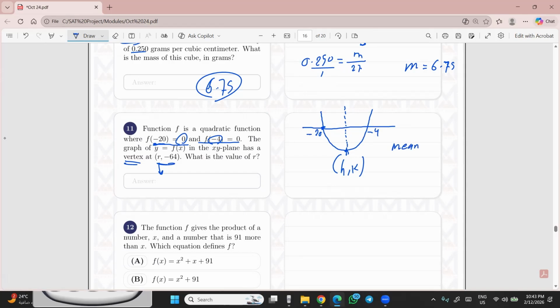The mean is equal to the total over the number. So the mean or h here is equal to, you add these two values and divide them by 2 to get the number that comes exactly in the middle on the x-axis, because h here refers to the x value of the vertex. But it's mentioned as r, whatever that letter is, so we can use r instead of h here. We can write it as r, which is the x in the vertex, negative 20 plus negative 4 over 2. Of course, negative 20 plus negative 4 is negative 24. And when you divide negative 24 by 2, you get negative 12. So the answer is negative 12. That's the value of r.